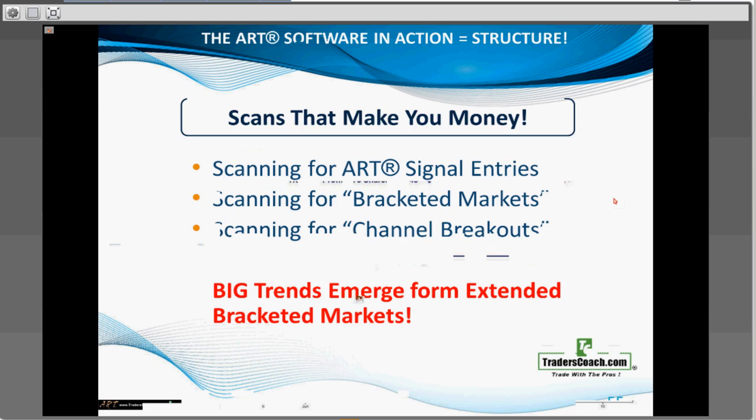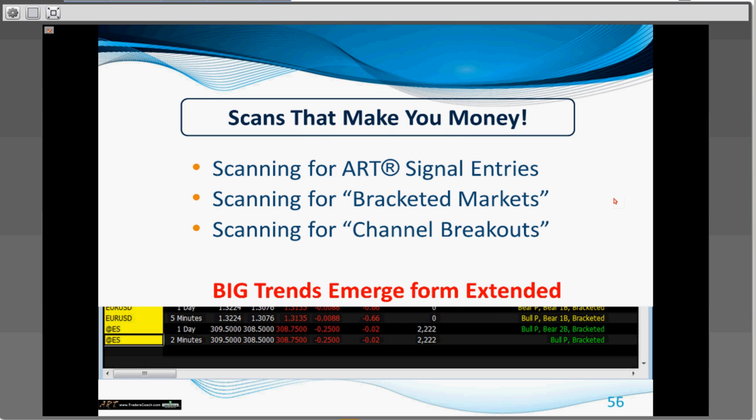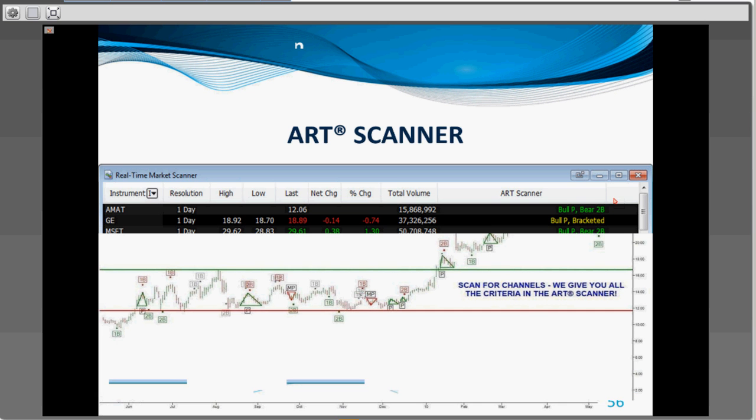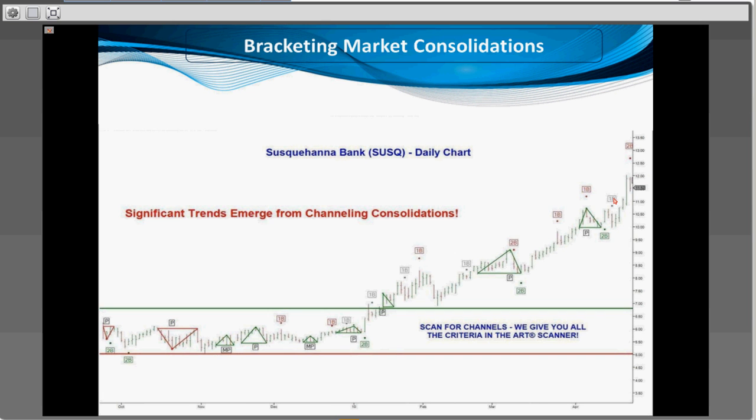The other thing that I wanted to cover here quickly, and I want to move pretty quick, is scanning for markets. We use the ART scanner, which works in TradeStation, NinjaTrader, and MultiCharts, to identify when these pyramids show up. We also scan for bracketed markets. Big trends come from bracketed markets. We have a complete proprietary scan for these built into the ART scanner. So basically, you want to stay out of these consolidated areas and wait for the alert.